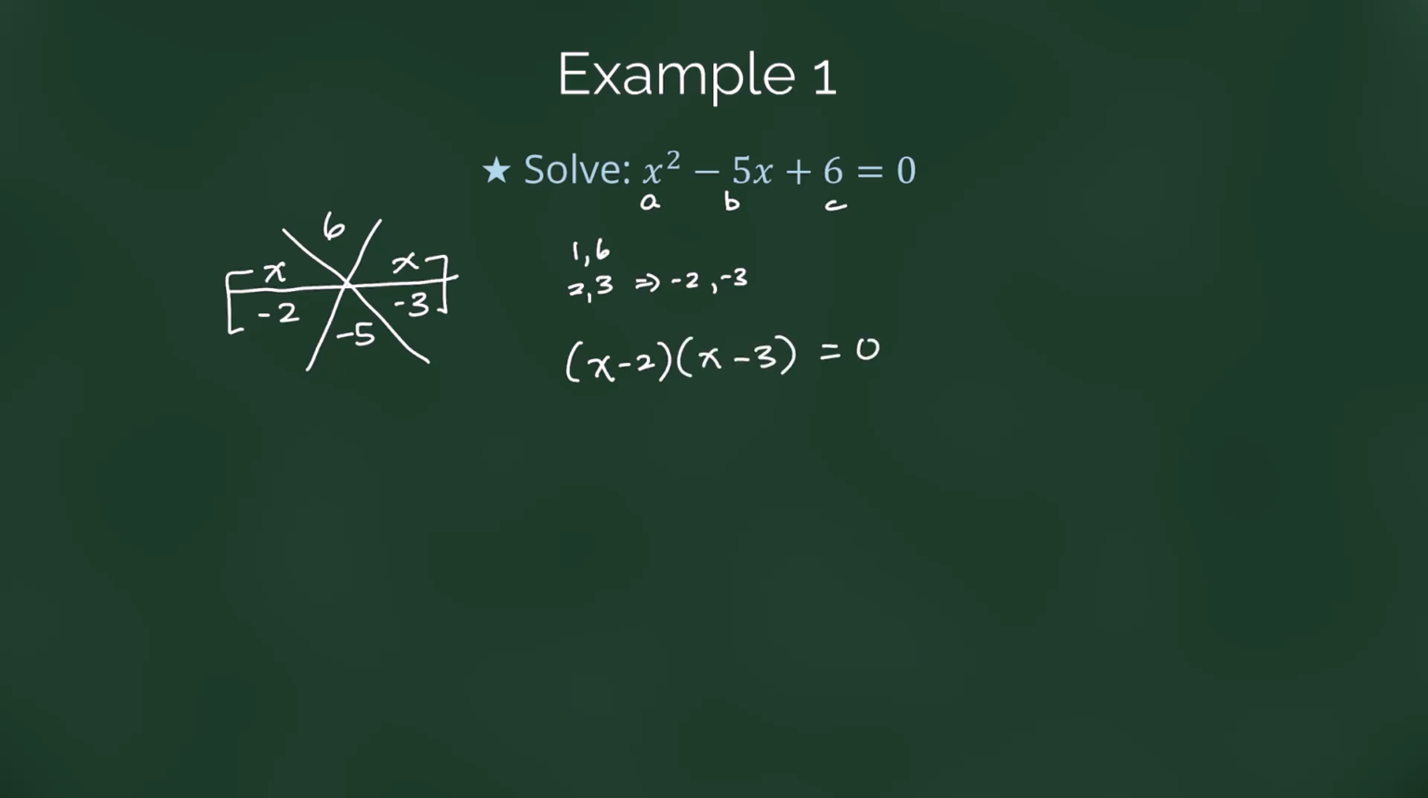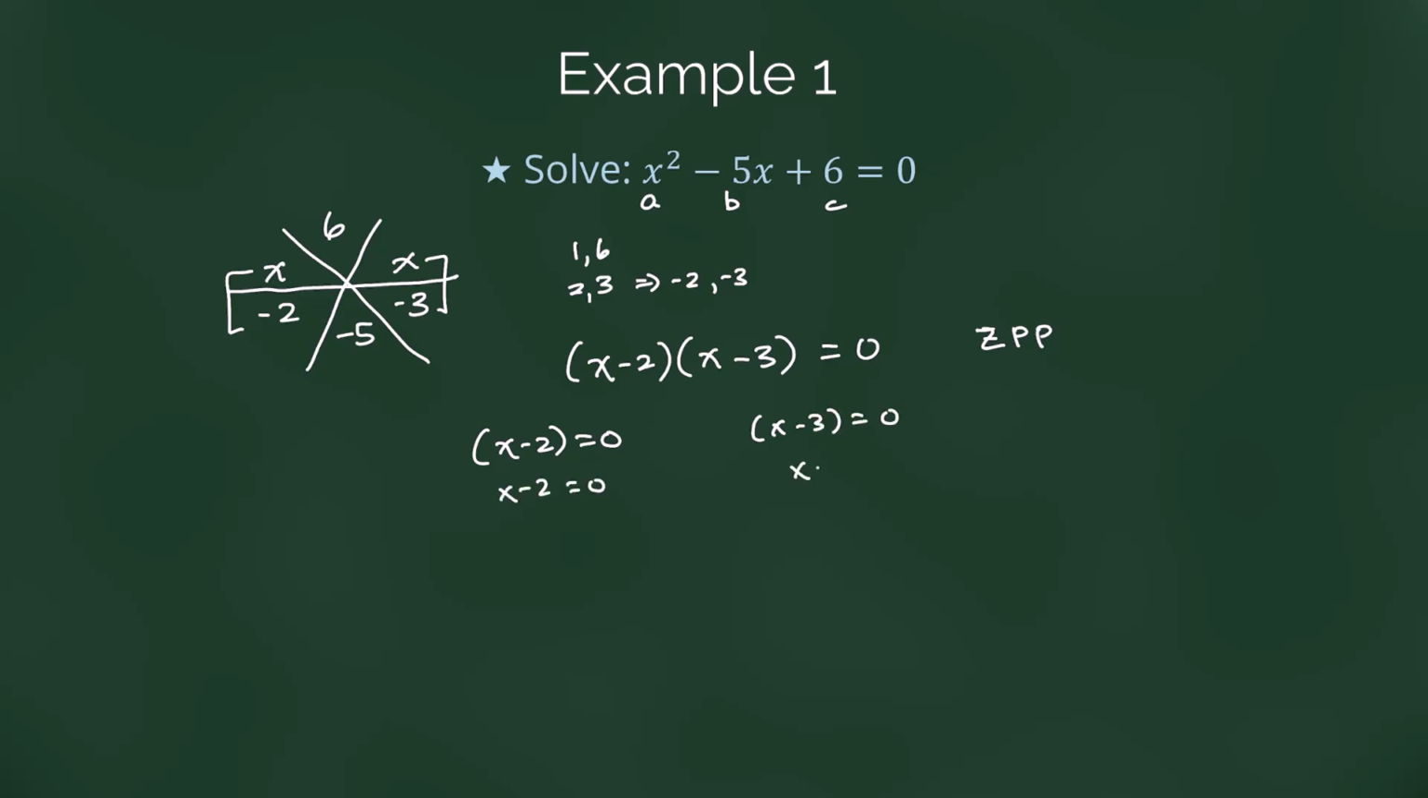Now we're going to apply the zero product property. We'll call that ZPP for short. That tells us that when two things multiply to be 0, either the first one is 0 or the second one is 0. In other words, what we now know is that either x minus 2 equals 0 or x minus 3 equals 0. We don't really need those parentheses.